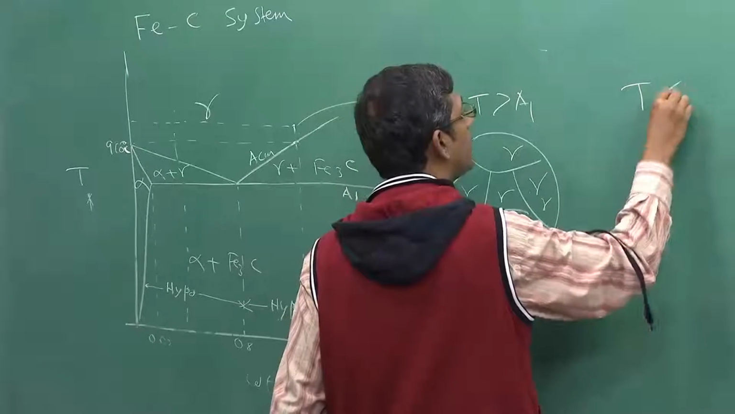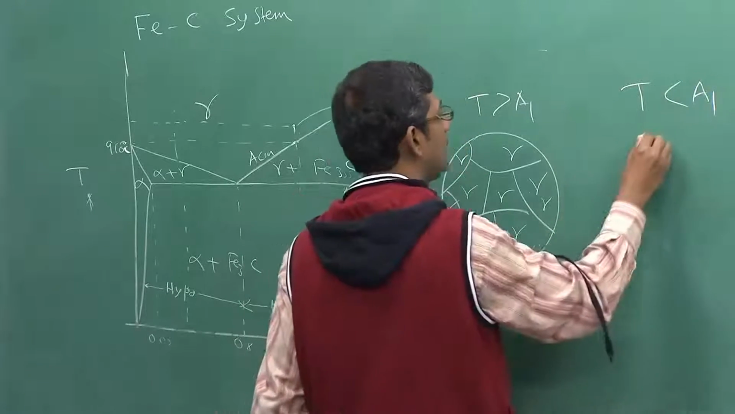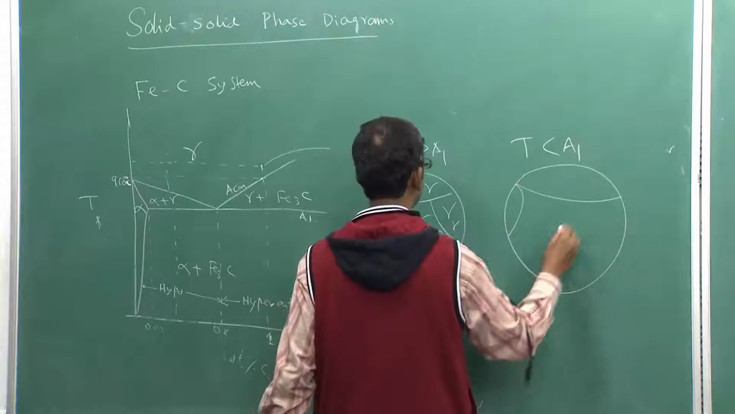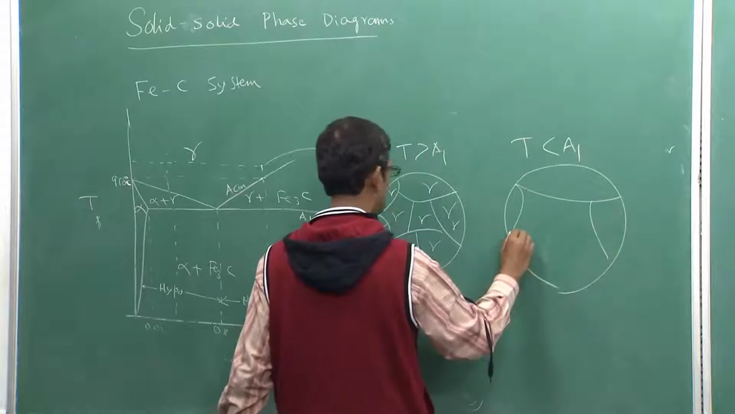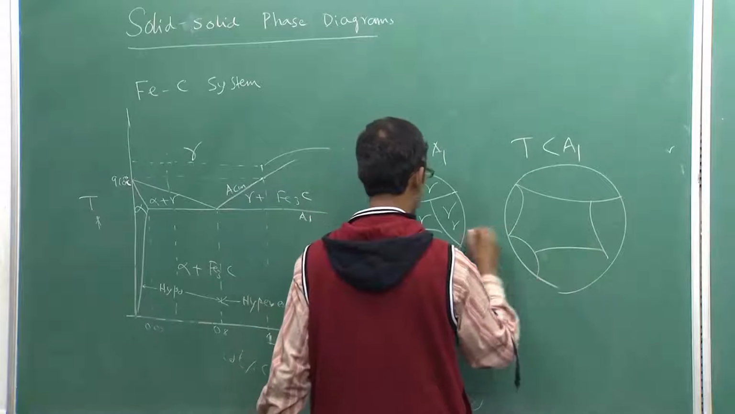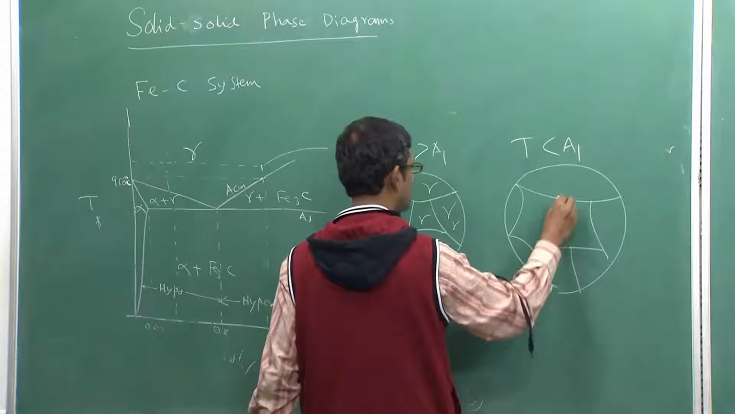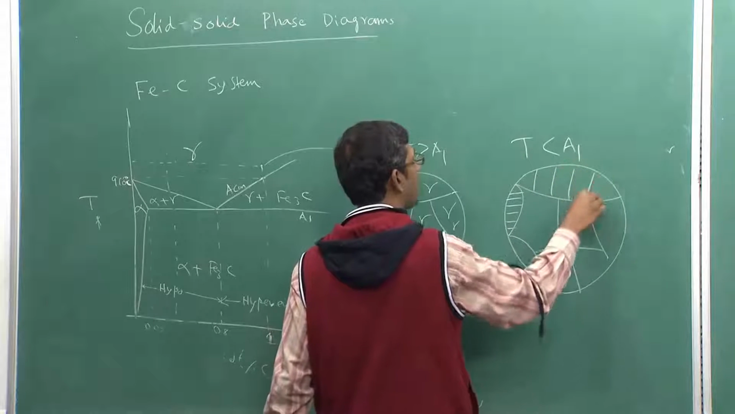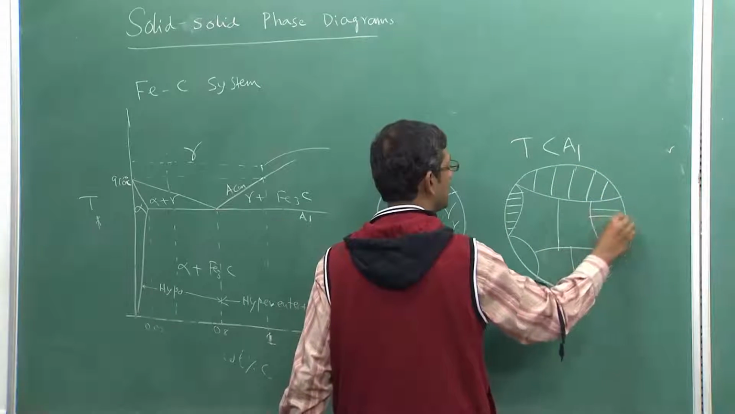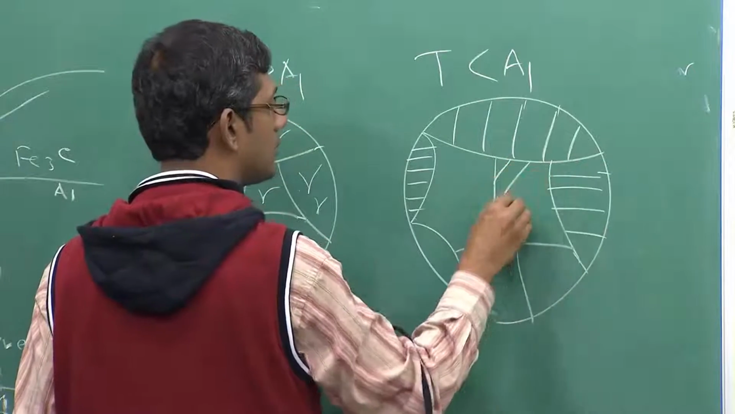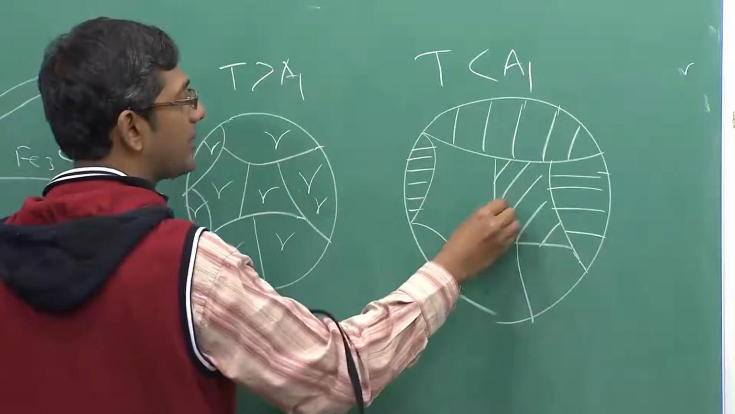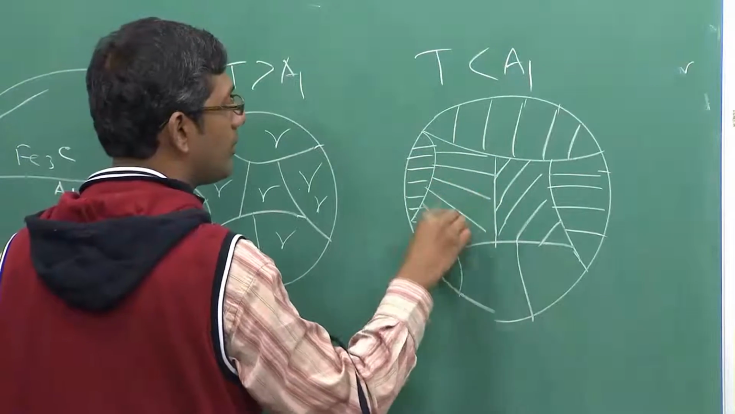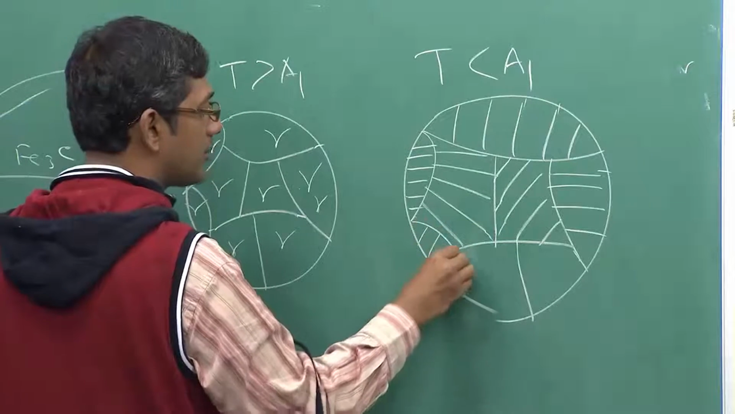and as soon as you cool below the A1 temperature, these gamma grains will transform into pearlite, and this is the way we show this pearlite lamellar morphology. And I show the orientation of this lamella differently in different grains, just to make sure that they are forming in different ways.